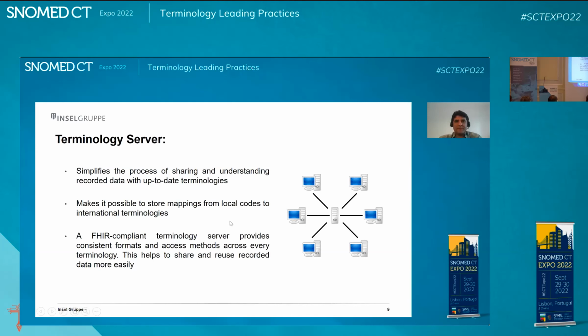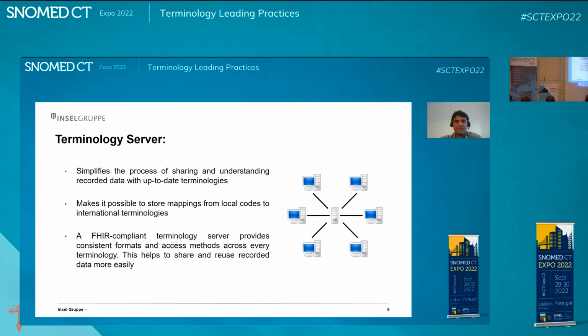It makes it possible to store mappings from local codes to international terminologies. So this can also be done by doing some mappings and then making them available on the terminology server side, and then they can be retrieved and worked upon. A FHIR compliant terminology server also provides consistent formats and access methods across every terminology, especially with FHIR. So this helps to share and use recorded data more easily.